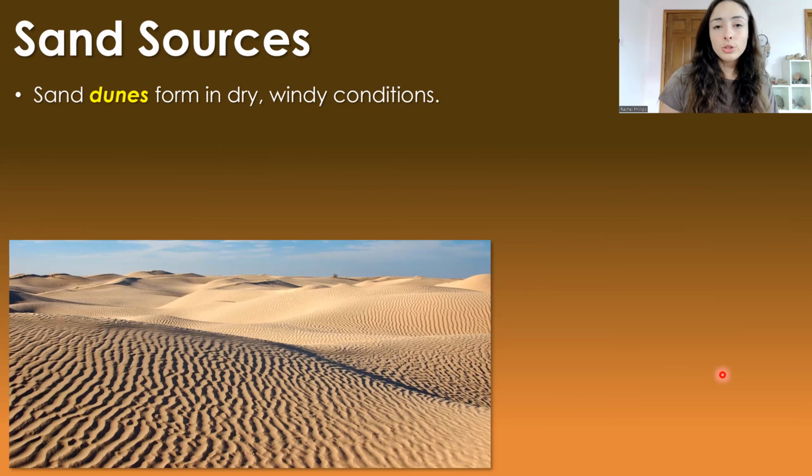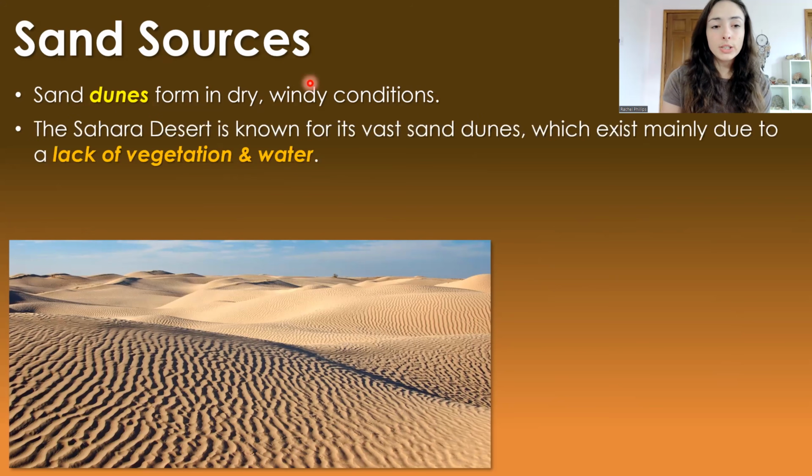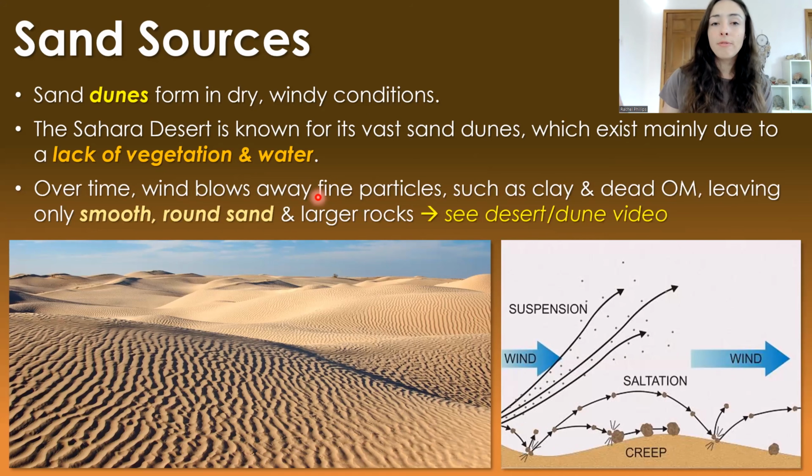So in regards to the desert or aeolian type of environment, sand dunes form because of the dry and windy conditions. The Sahara, for example, is known for its vast sand dunes, which exist mainly due to the fact that there's a lack of vegetation and lack of water. Over time, the wind blows away finer particles like clay and silt and dead organic matter and leaves behind smooth, round sand and larger rocks.